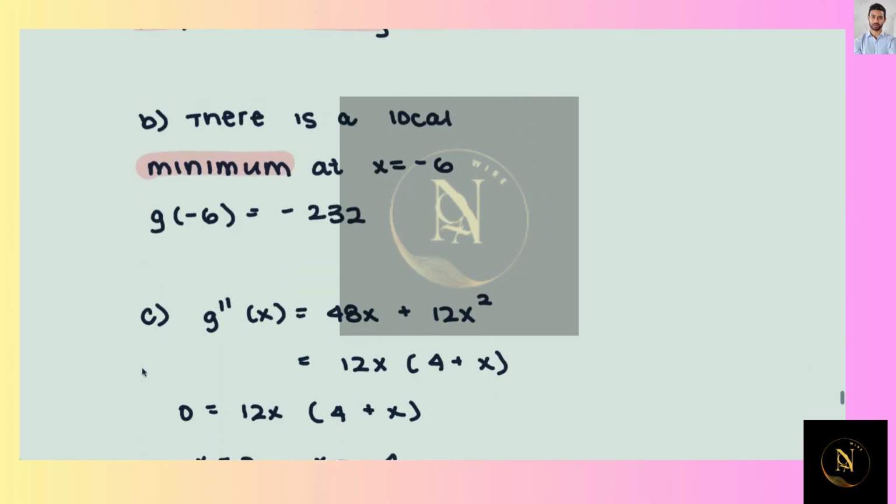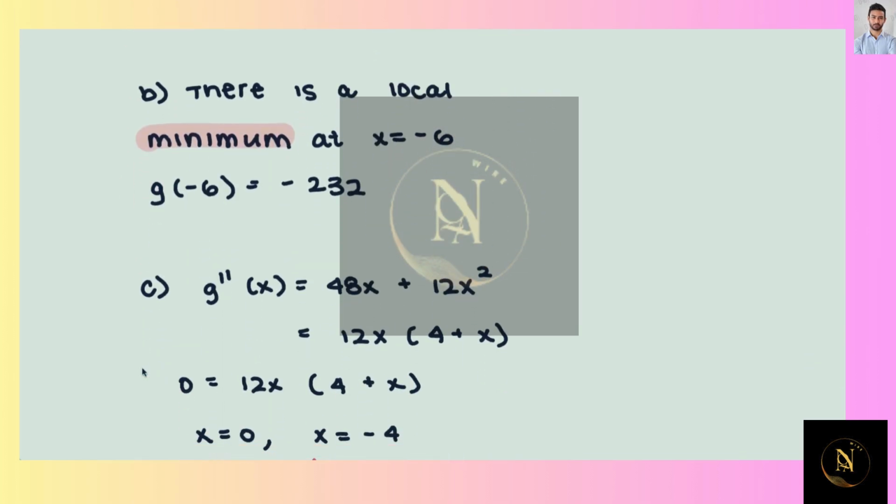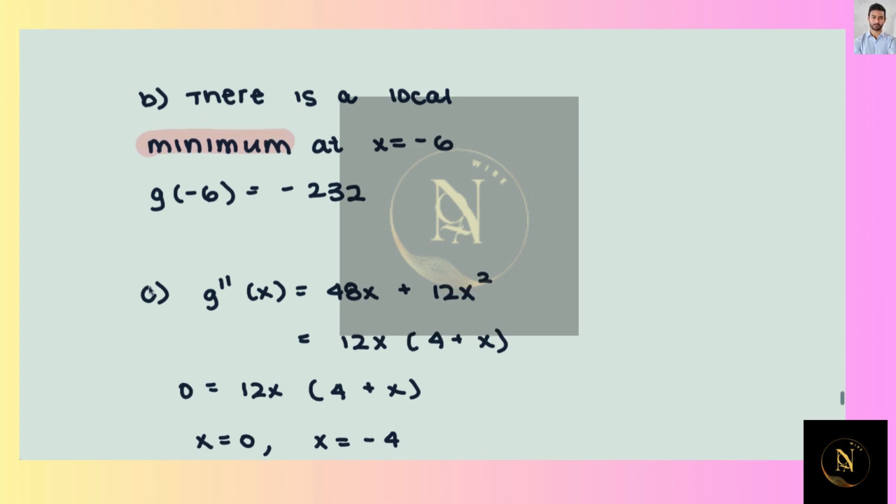Now for part B, we're told, where is the local maximums or minimums? Well, we have a local minimum by the first derivative test at x equals negative 6. So we can plug in negative 6 into our original function g, and we'll get the other coordinate. So if we plug in negative 6, we'll take g of negative 6, and we'll get negative 2, 32. So that is the point that we see a local minimum in our graph.